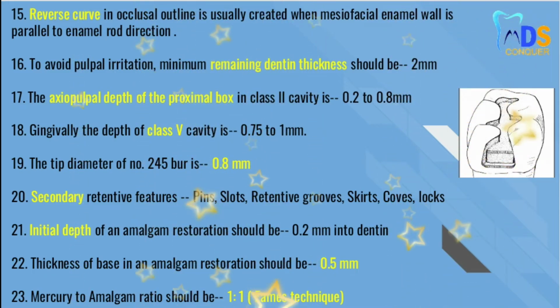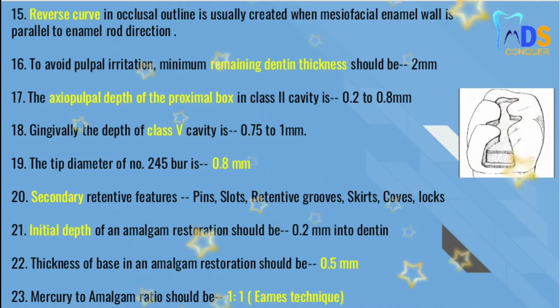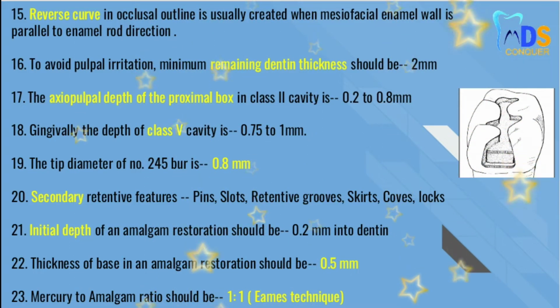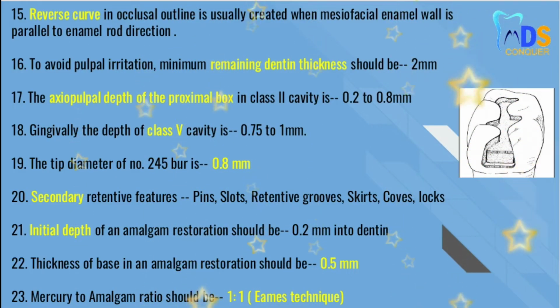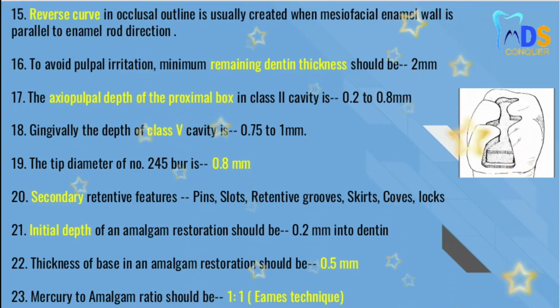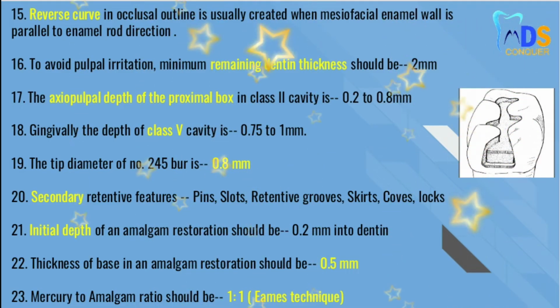Point number 17, the axiopulpal depth of the proximal box in class 2 cavity is 0.2 to 0.8 mm. Point number 18, gingivally the depth of class 5 cavity is 0.75 to 1 mm. Point number 19, the tip diameter of number 245 bur is 0.8 mm.